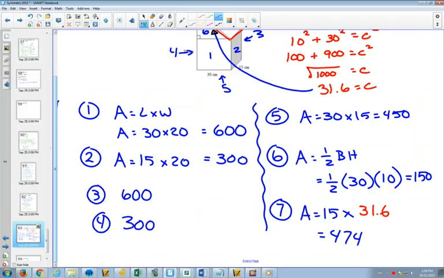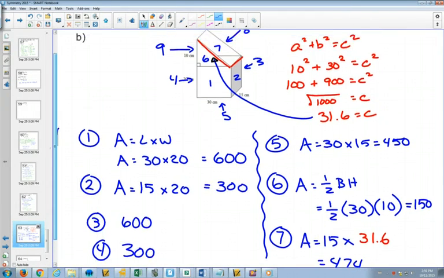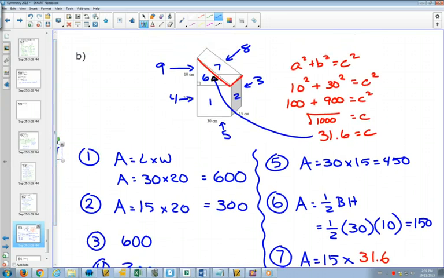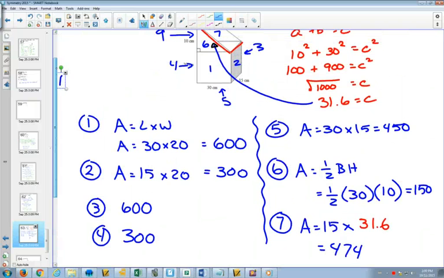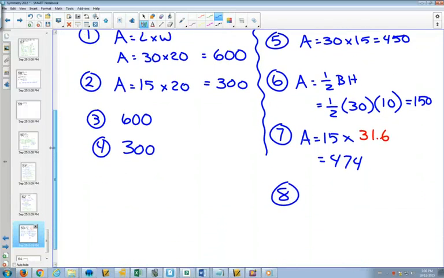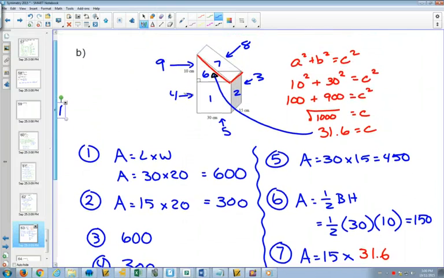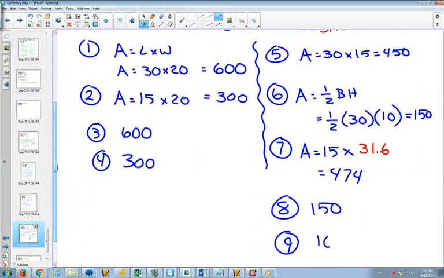Are we done all the sides? Look at our numbers. Again, this organization, sometimes you do a little bit extra math. It's nice that we organized it at the beginning to say, oh, I've got 9 sides. I only finished side number 7. So I still need to do side 8. What is side 8? Same as side 6. So that one is another 150. And side 9? Side 9 is another rectangle. It is 10 by 15, which is 150.